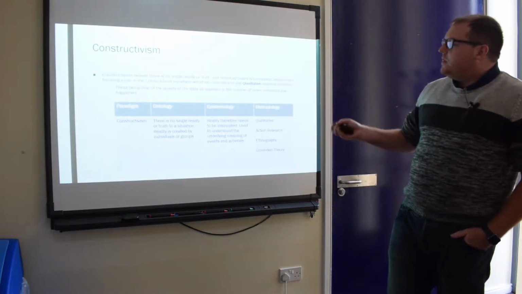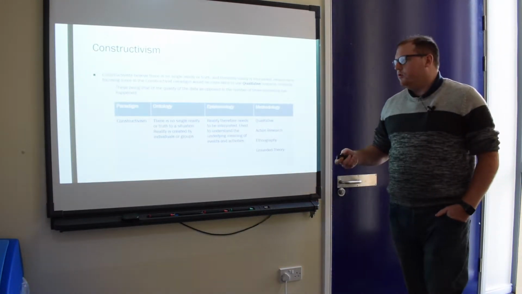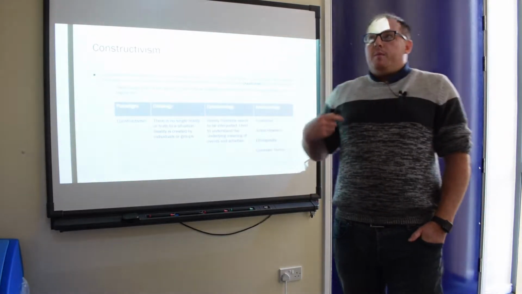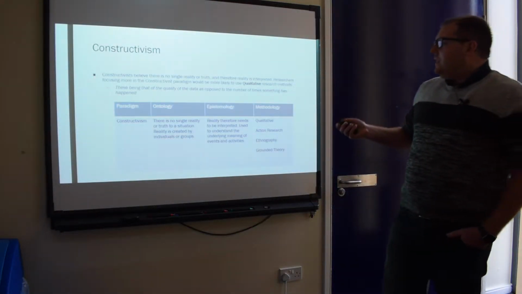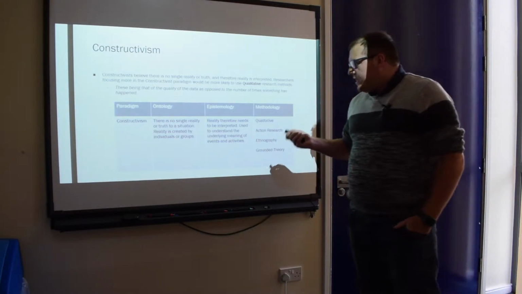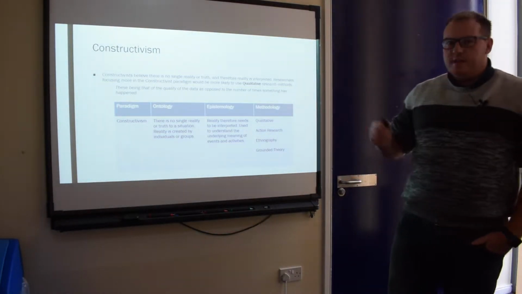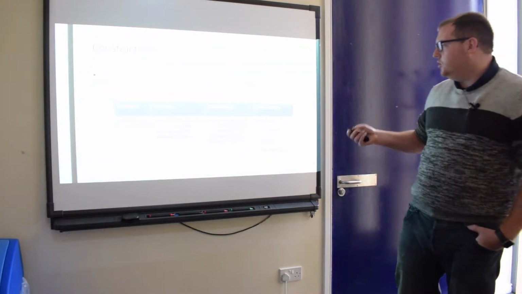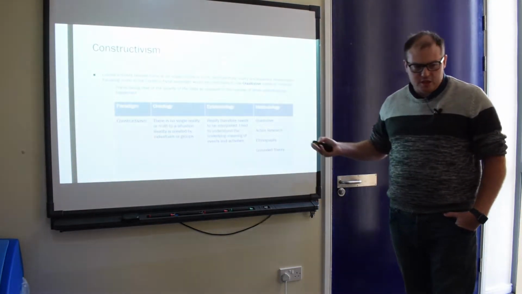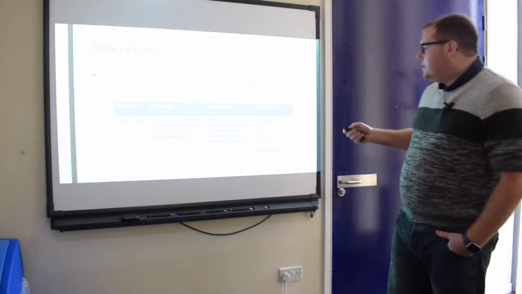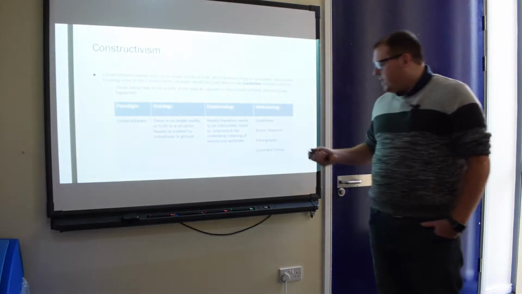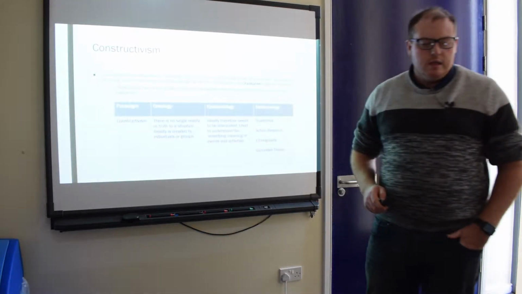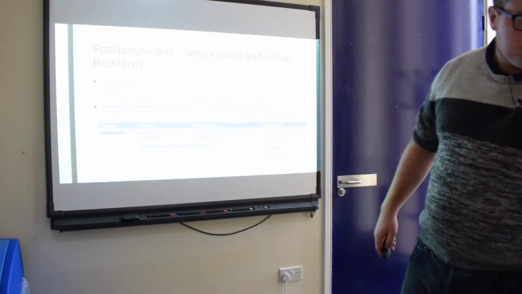So the paradigm in this, the ontology, was there was no single reality or truth to the situation. Reality is created by individuals or groups. The epistemology in this, reality therefore needs to be interpreted, used to understand the underlying meaning of events and activities. The different methodologies you could use: qualitative, action research, ethnography, and grounded theory. We'll come on to ethnography and grounded theory later on in this presentation.